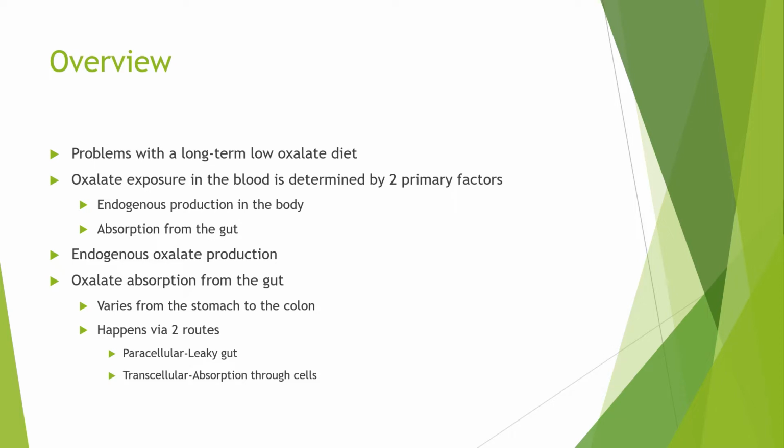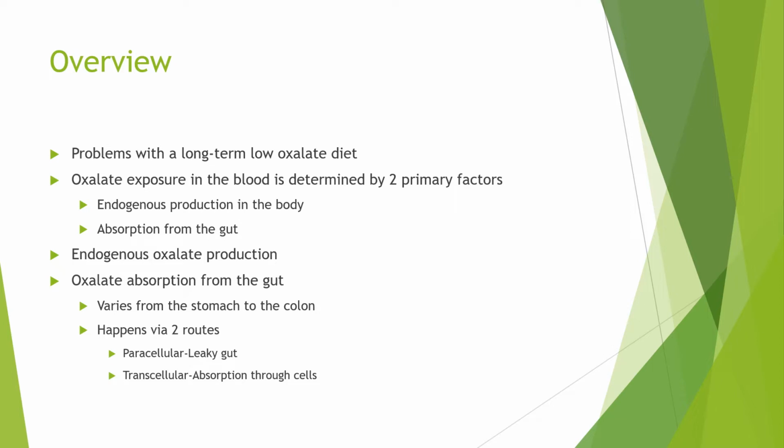This is determined by two primary factors: endogenous production in the body, which is made as a result of metabolism, but also due to certain foods that we eat, as well as absorption from the gut. This is direct oxalate absorption from the gut from dietary oxalate in our foods. We'll dig in a little deeper on the endogenous oxalate production and what contributes to it. Then we'll move along and we'll discuss oxalate absorption from the gut.